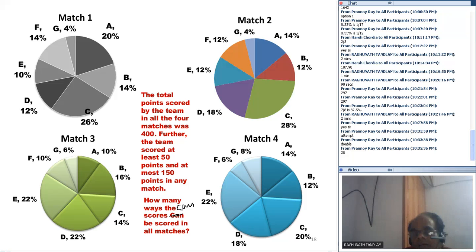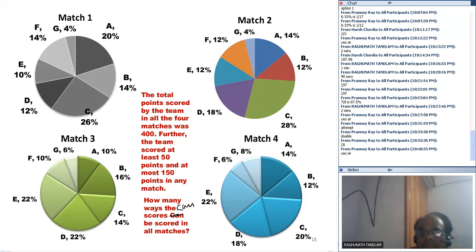Are we clear with the question? Are you able to see the chart clearly? Seniors, are you able to see the chart clearly? Ravi, Harsh, are you able to see that? You're saying A score? Niharika, are you giving the A score?